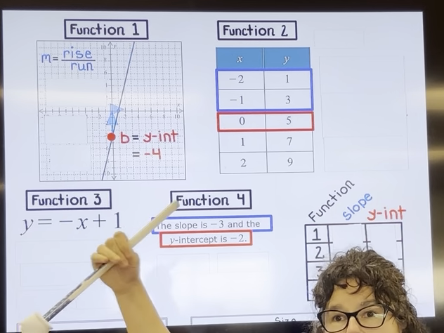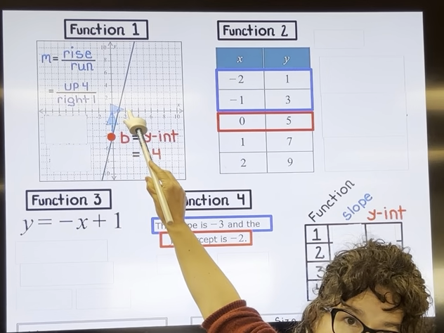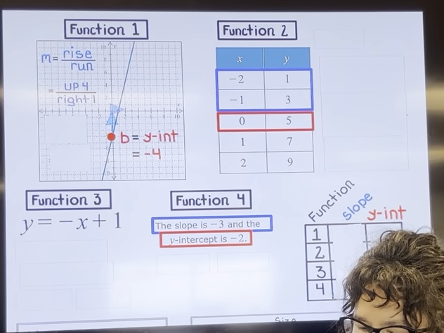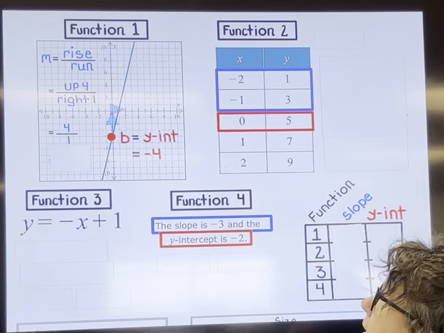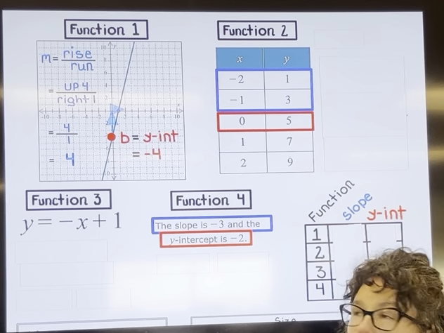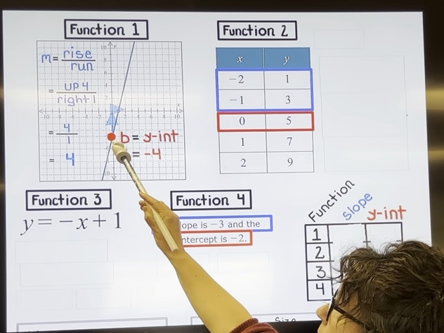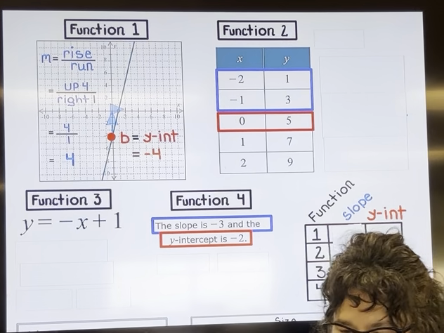So if I want to move from this point to this point, I'm going to need to go up 4 and then right 1. Up is positive, right is positive, so that's 4 over 1. And 4 divided by 1 is 4. So I know my y-intercept is -4 and my slope is 4.